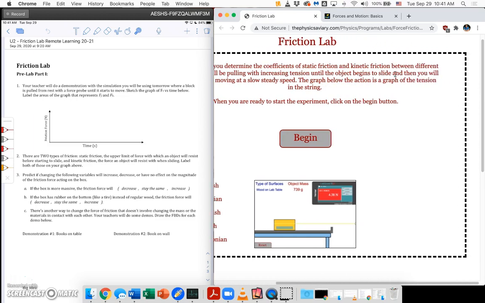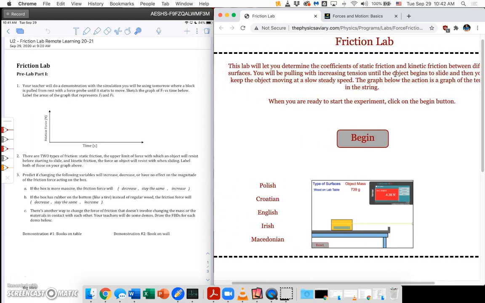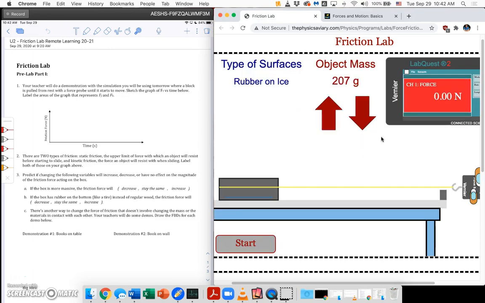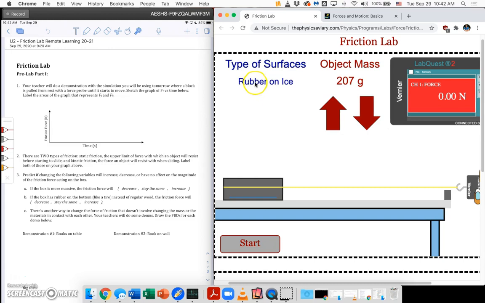So now this is the friction lab simulation that you're going to be using. It's linked at the bottom of this PDF here. I'm just going to hit begin right here. Later on, you'll be assigned a surface type. So you click the words there, and it changes the surface type, so maybe wood on lab table. And then you can also change the mass here. Notice it does some random numbers on masses, so you won't be able to control it precisely, and that's just by design.